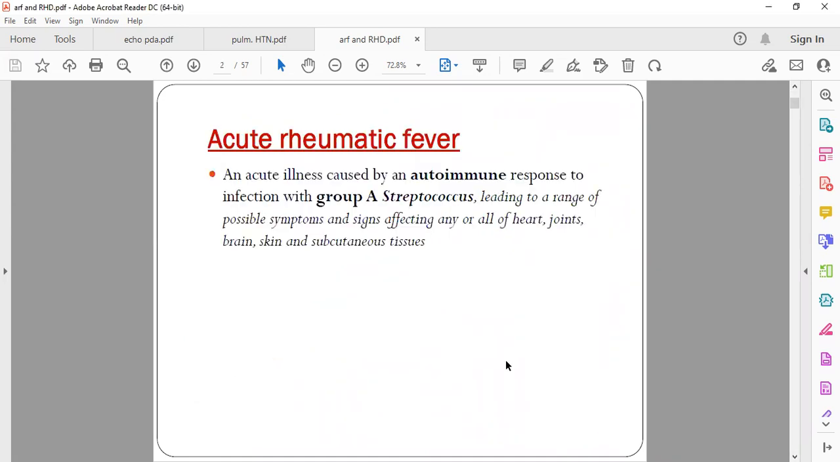So we'll go to the definitions. What is acute rheumatic fever? It's an acute illness caused by an autoimmune response to infection with group A Streptococcus. Whenever there is an infection with group A Streptococcus, our body reacts to it because of some immunogenic particles. It leads to an autoimmune reaction with various symptoms, which is labeled as acute rheumatic fever. It may affect any or all of the organs: heart, joints, brain, skin, and subcutaneous tissues.